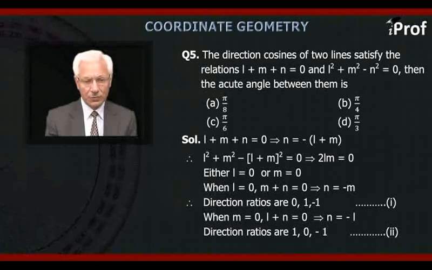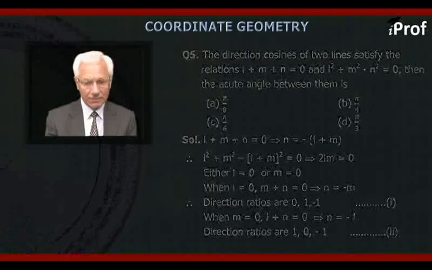When l is equal to 0, it gives m plus n is equal to 0, that means n is equal to minus m. Hence the direction ratios are 0, m and minus m, that will be 0, 1 and minus 1. When m is equal to 0, l plus n is equal to 0, n will be equal to minus l, and m is 0. Therefore direction ratios are 1, 0, minus 1.